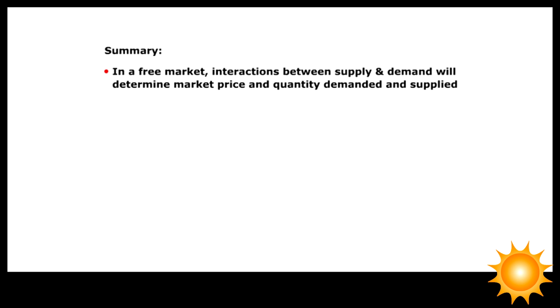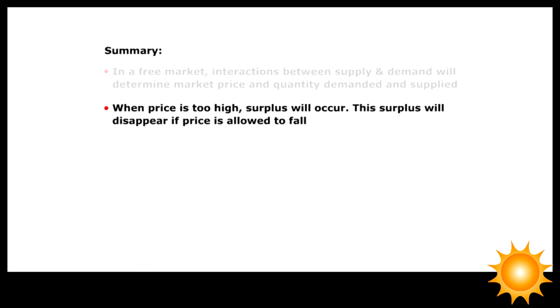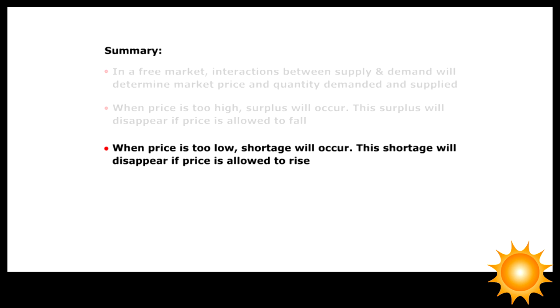To summarize, in a free market, interaction between supply and demand would determine market price and quantity demanded and supplied. When price is too high, surplus will occur. This surplus would disappear if price is allowed to fall. When price is too low, shortage will occur. This shortage would disappear if price is allowed to rise.